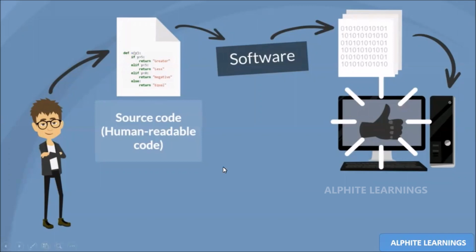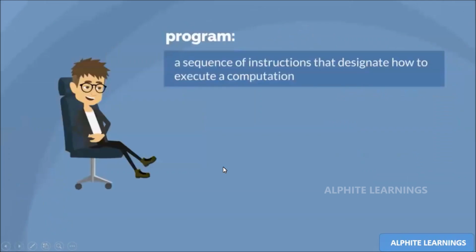Coming to the point of what is meant by a program. A program is nothing but a set of instructions. Suppose I want my robot to prepare a coffee for me. What will be my set of instructions here?